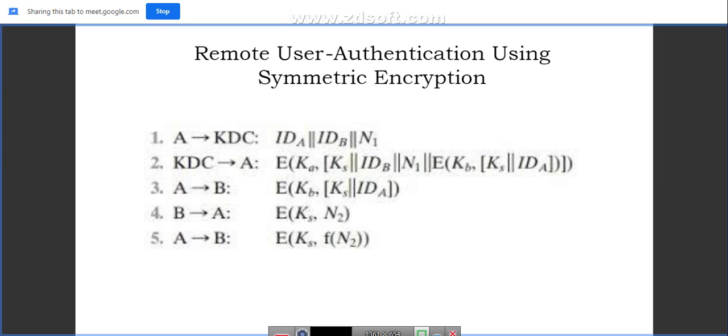So in step 1, A to KDC, A is sending his own details and the ID of B, to whom A wants to communicate, and A is generating N1. That is a nonce, a randomly generated number to identify a particular transaction.